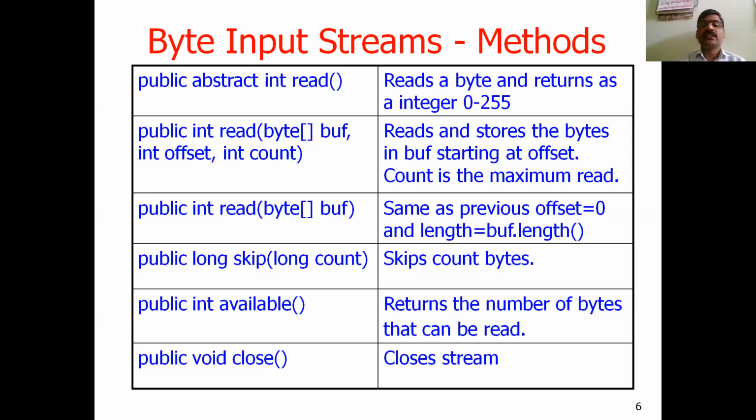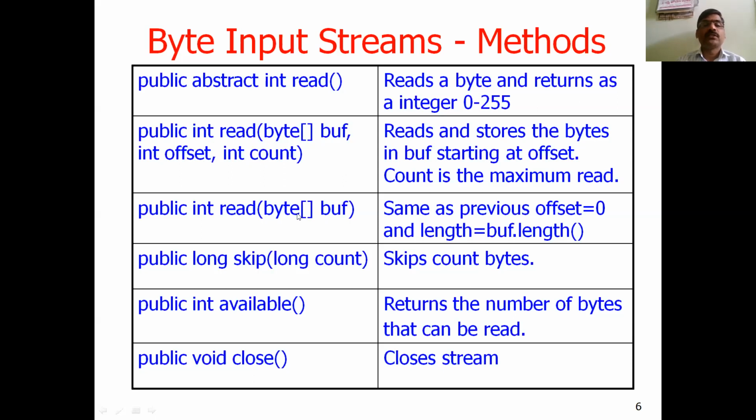So it will read and store the bytes into this buffer, buff, which is a byte array, starting at offset, and it will read a maximum of count bytes into this byte array, starting at offset. So from which byte you want to read, that is mentioned here as an offset value, and how many maximum number of bytes you want to read, that will be specified as a count. And these many bytes starting from offset will be read into the byte array.